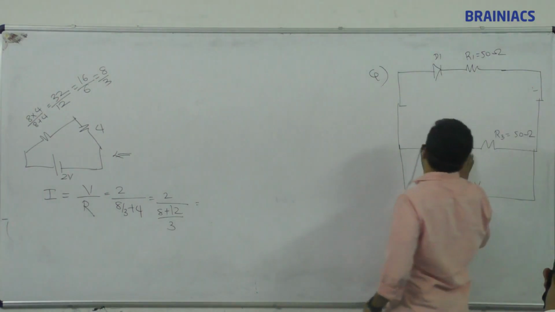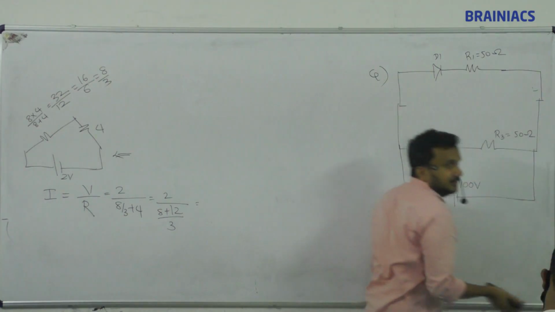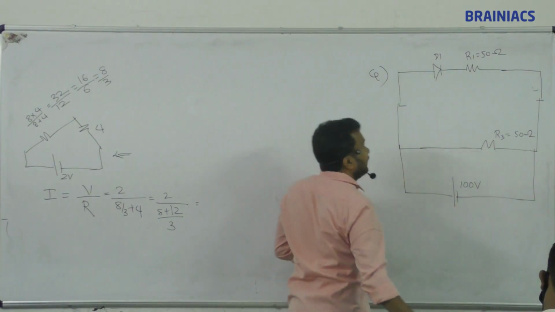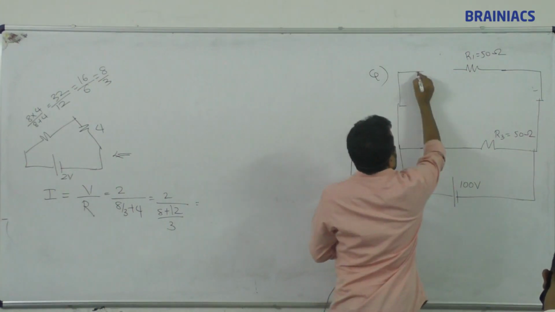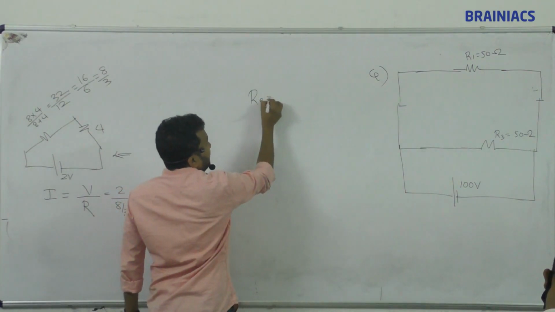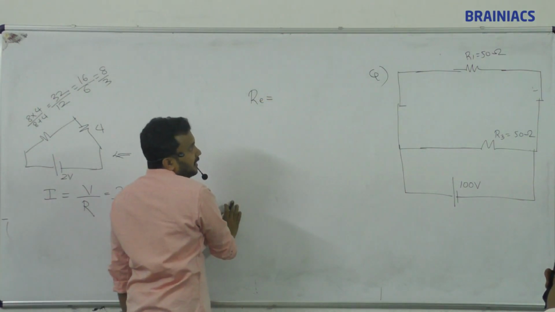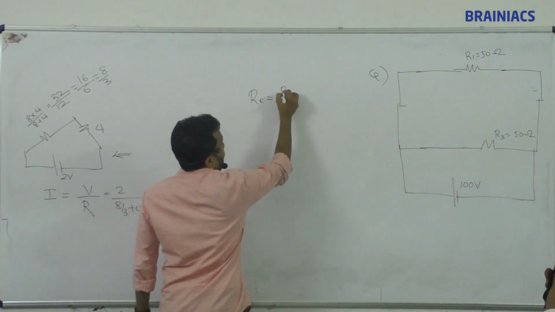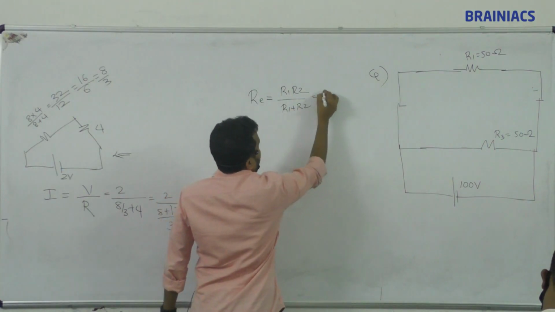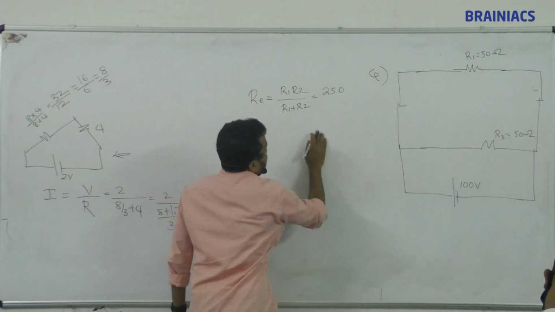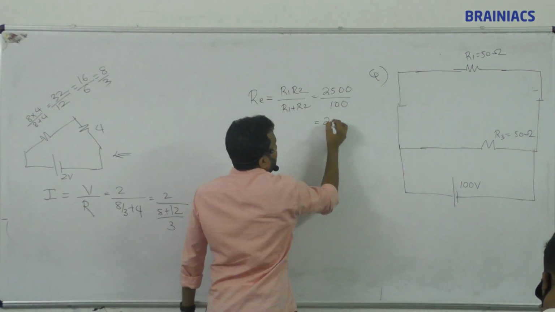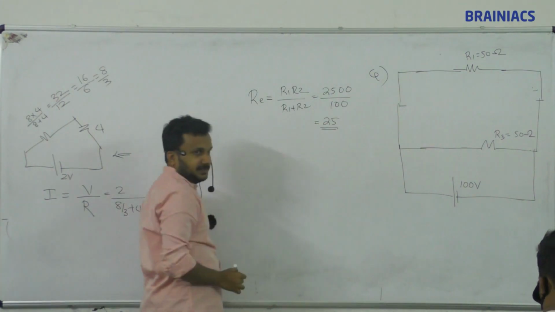Next, what will happen? This is an ideal diode. Ideal diode means what? 0. So forward bias are connected here. This is forward bias, so this is connected here. Total resistance we can find out. What is the total resistance? Effective resistance: two resistances are in parallel. So R1 R2 divided by R1 plus R2. 50 into 50, 2500 divided by 100. So it becomes 25 ohm, the total resistance.